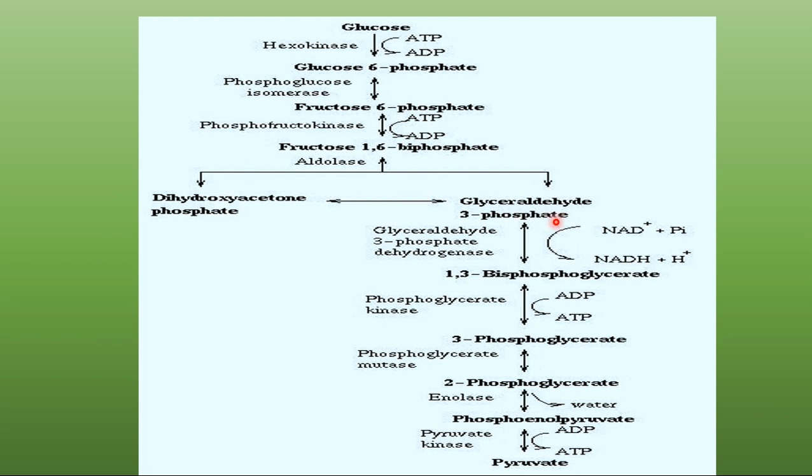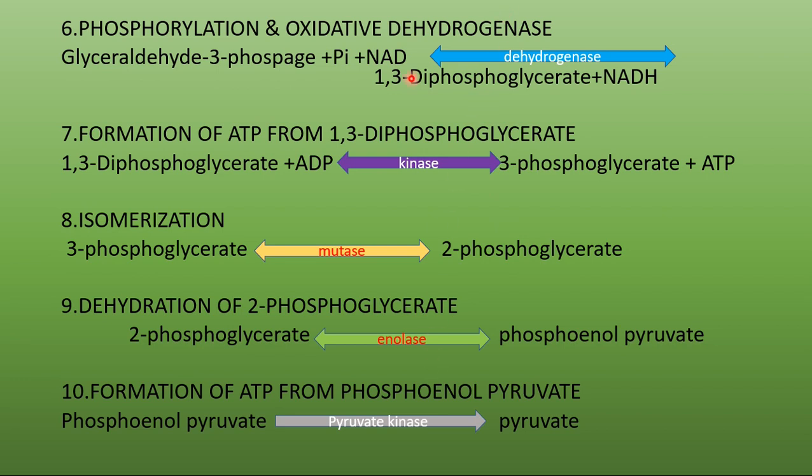Now the cooking is done. Now we have to get the energy, that is the payoff phase. So here comes the 6th reaction, that is phosphorylation and oxidative dehydrogenation. Here you can see 6, 7, 8, 9, 10 are going to be the payoff phase reactions. The phosphorylation and oxidative dehydrogenation involves ATP synthesis and then removal of hydrogens.